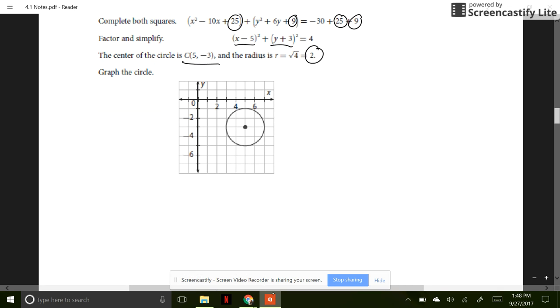When you graph that, you'll graph your center at (5, -3), and then you look at your radius and go that many up, down, left, and right. So if our center is at (5, -3) and the radius is 2, you move up 2, right 2, down 2, and left 2, and use those as your basis when you draw your circle.